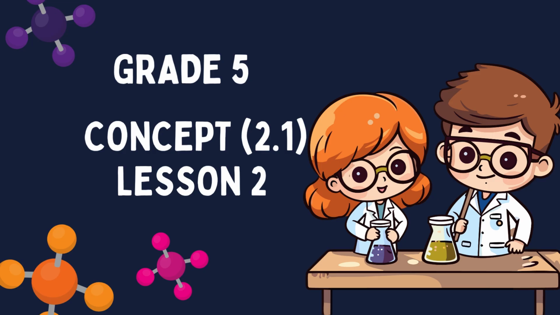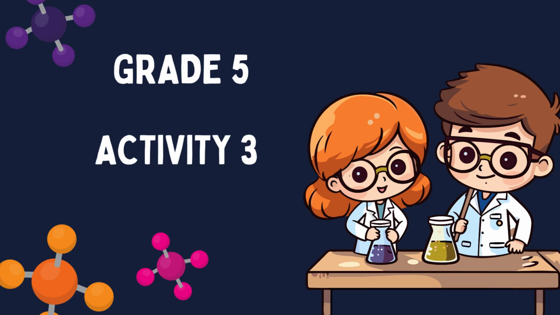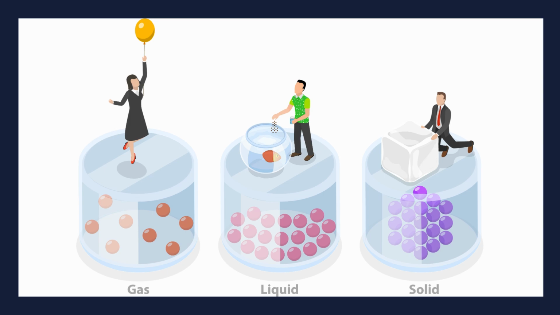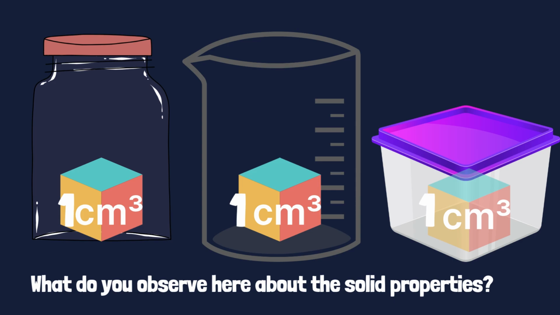We have activity 3 here. As we said, the matter is found in the three states: solid, liquid, and gas. So let us now see the properties of solid, liquid, and gas. If we have a cube, as you see here, and we put it in different containers, as we have a jar, a beaker, and this box, what do you observe here about the solid properties?